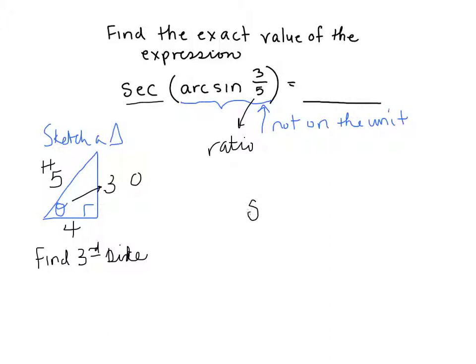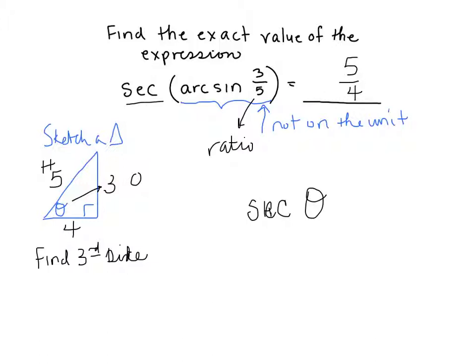I'm trying to find the secant of theta, right? Theta is the arcsine of 3/5. So the secant would be 1 over cosine, right? And cosine is 4/5, so this is going to be 5/4.